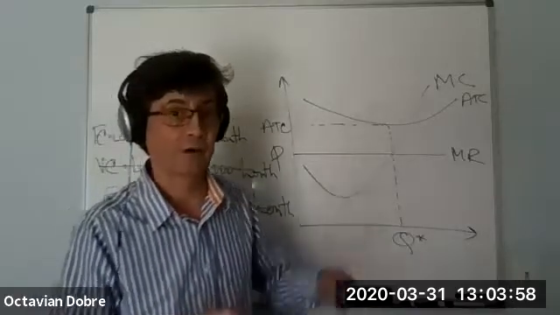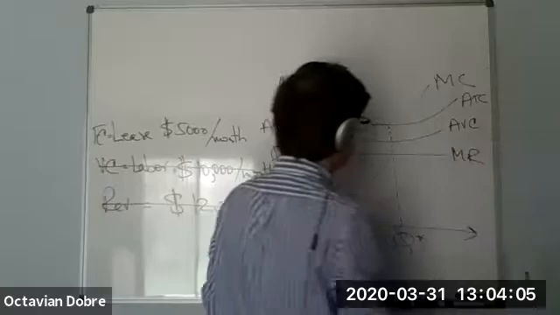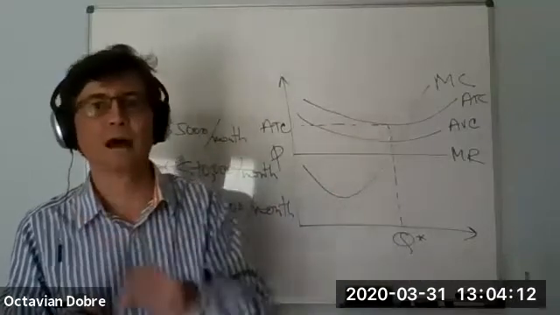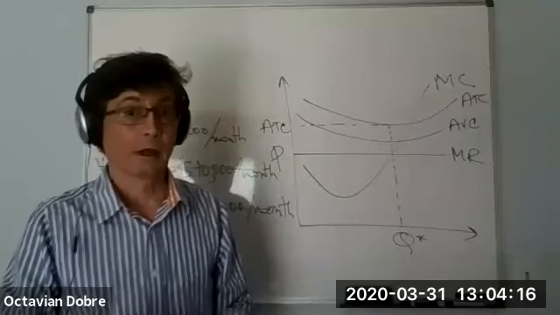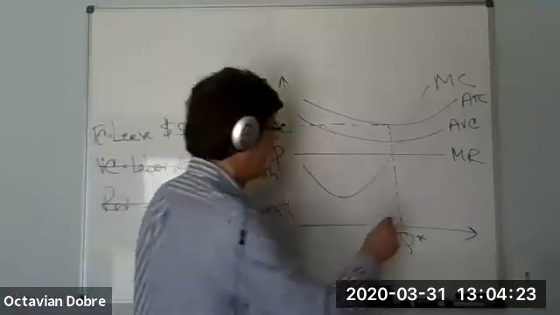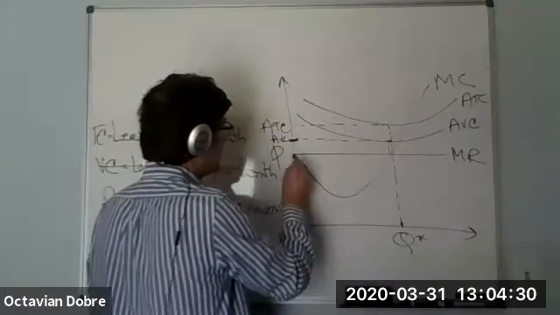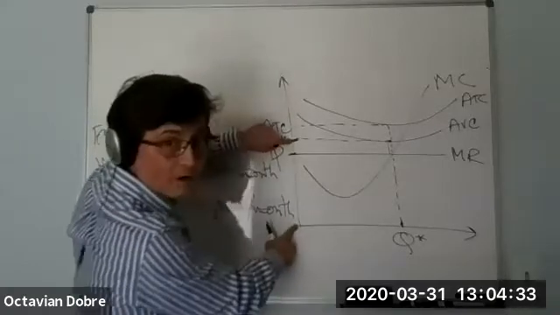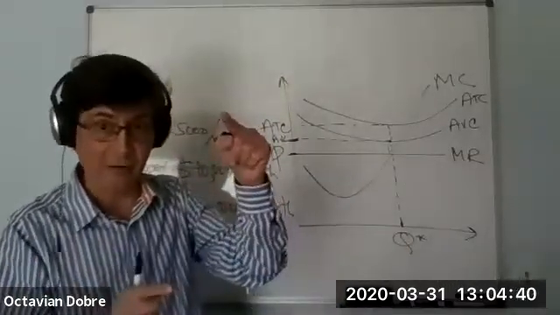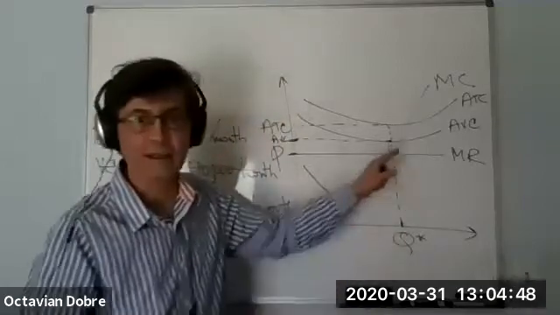So let me draw an average variable cost here. Like we did last class, the average variable cost goes down and then it goes up. Okay. Are we covering the average variable cost? The answer is no, we're not covering the average variable cost. Here is the average variable cost. And here is the price. Average variable cost times the quantity is the total variable cost, is the variable cost. Price times quantity is revenues.